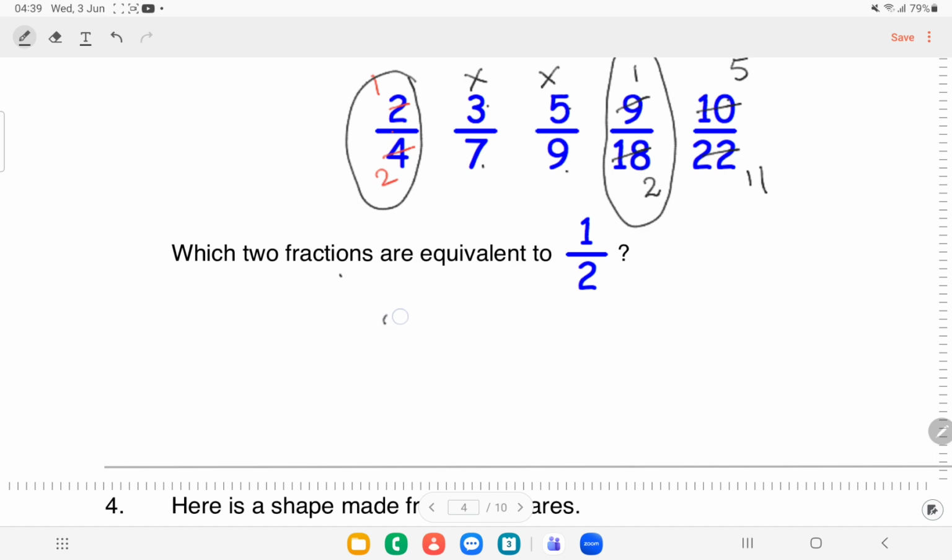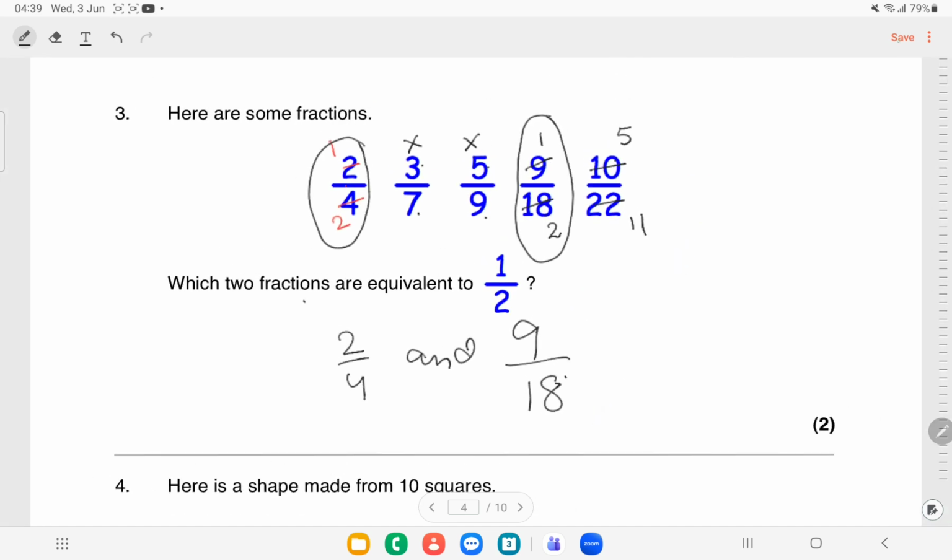So the answers are 2 over 4 and 9 over 18, both are equivalent to 1 over 2, because if you simplify these two fractions, they will give this answer, 1 over 2. So they are equivalent fractions.